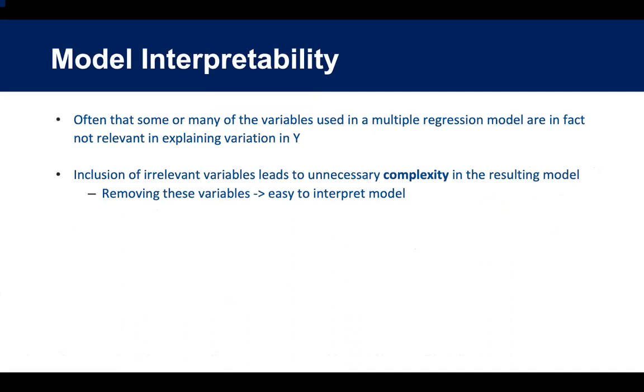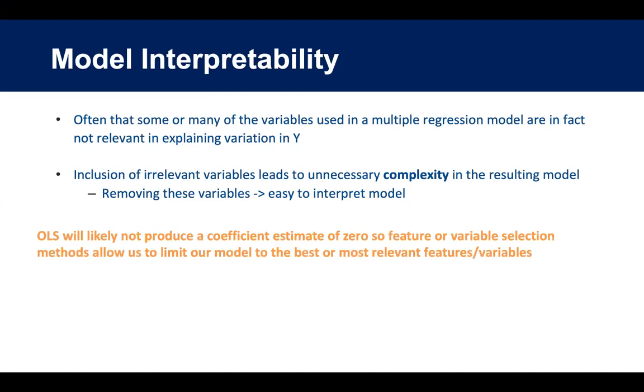So in terms of interpretability, it's often the case that some or many of the variables used in our model are in fact not relevant in explaining variation in y. And inclusion of these irrelevant variables leads to unnecessary complexity. So removing these variables gives us an easier to interpret model. So ordinary least squares will likely not produce a coefficient estimate of 0. So feature or variable selection methods allow us to limit our model to the best or most relevant features or variables.